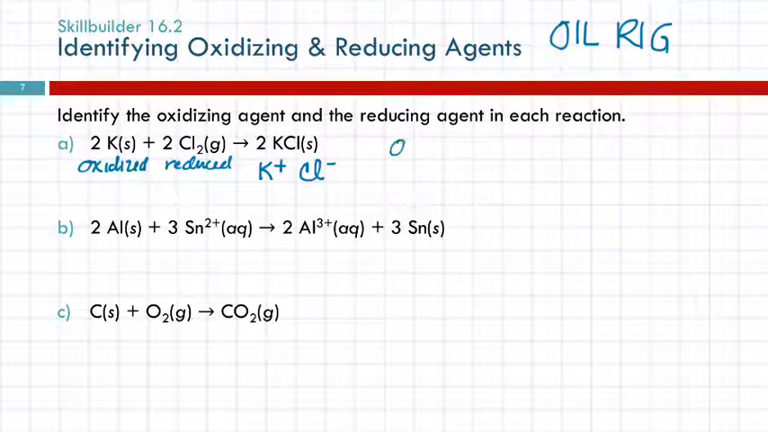So we need to identify the oxidizing agent and the reducing agent. The oxidizing agent causes the other thing to be oxidized. Potassium is being oxidized. The chlorine is what's arranging for it to happen. So chlorine is the oxidizing agent. The reducing agent causes the other thing to be reduced. Chlorine is being reduced. Potassium is the one doing it. So potassium is the reducing agent.